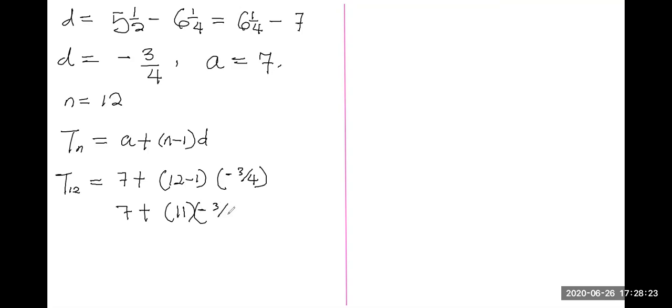So T12, when n is equal to 12, is equal to 7 plus (12 minus 1) multiplied by minus 3 divided by 4. That will give us 7 plus 11 multiplied by minus 3 all over 4. When you simplify, our T12 is equal to minus 5 divided by 4 as the answer.